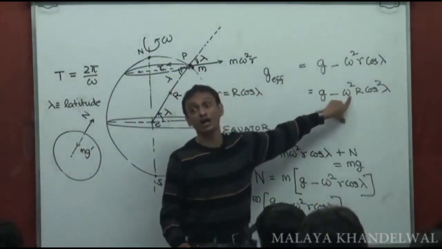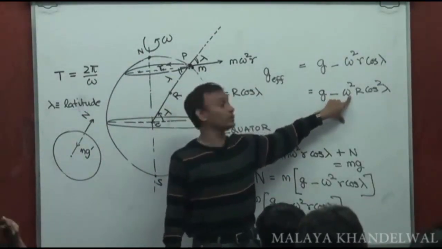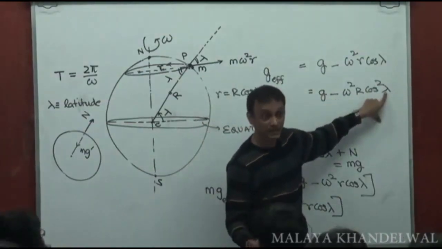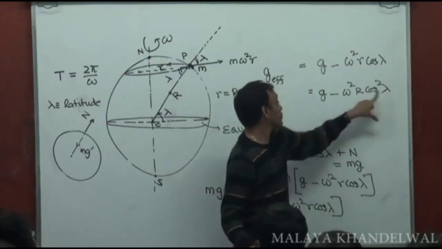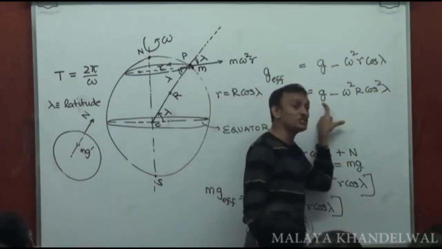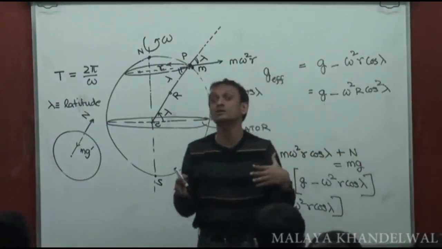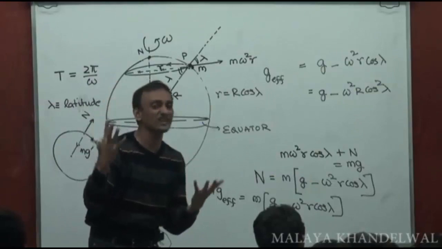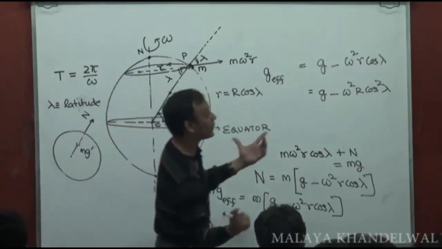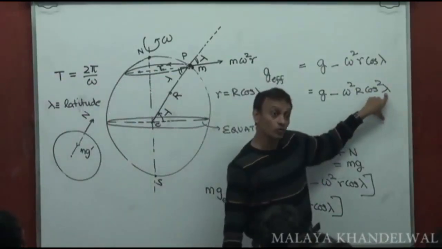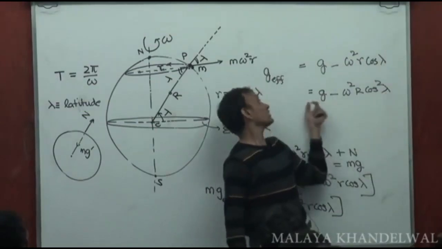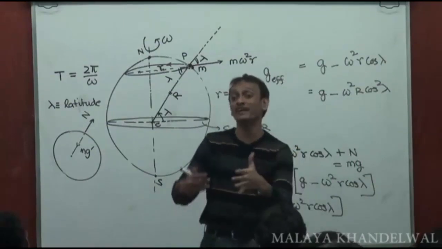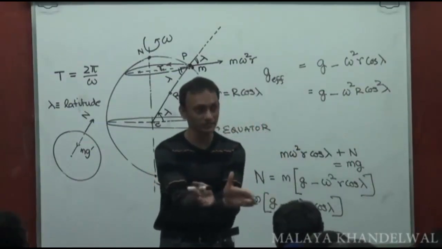At the poles, lambda is 90 degrees, so cos square lambda will be 0, so g effective will be the same as g. So the effect of omega is not felt at the poles. The rotation of the earth is not experienced at the poles, but at the equator, lambda is 0, cos square lambda is 1. So the effect of omega is most pronounced at the equator.